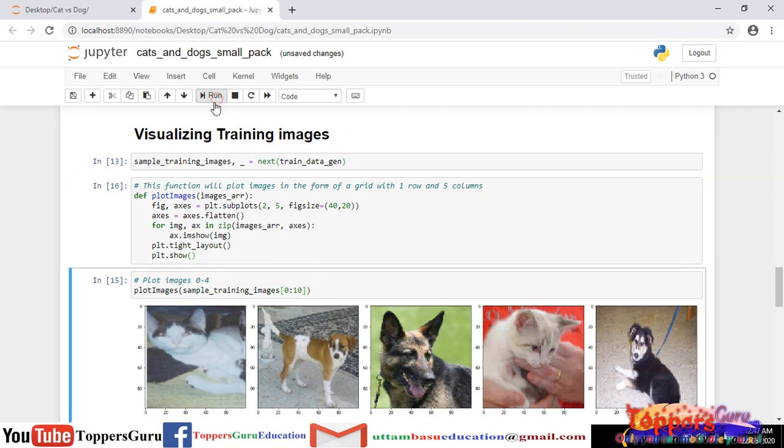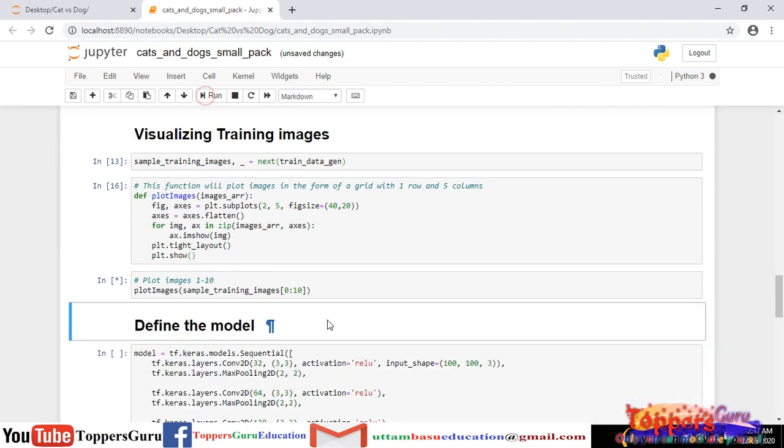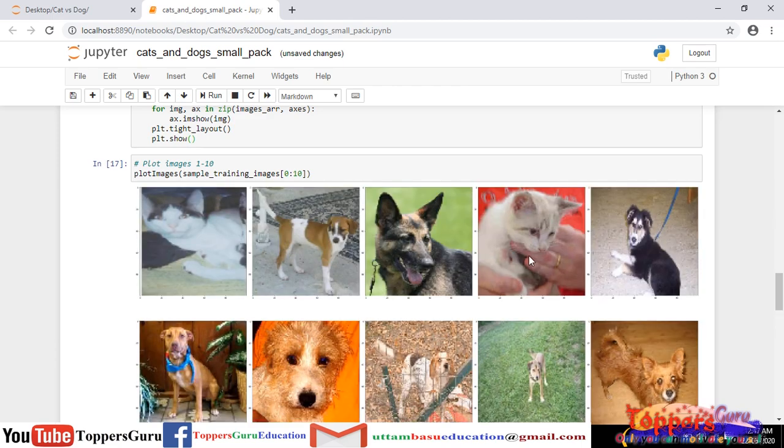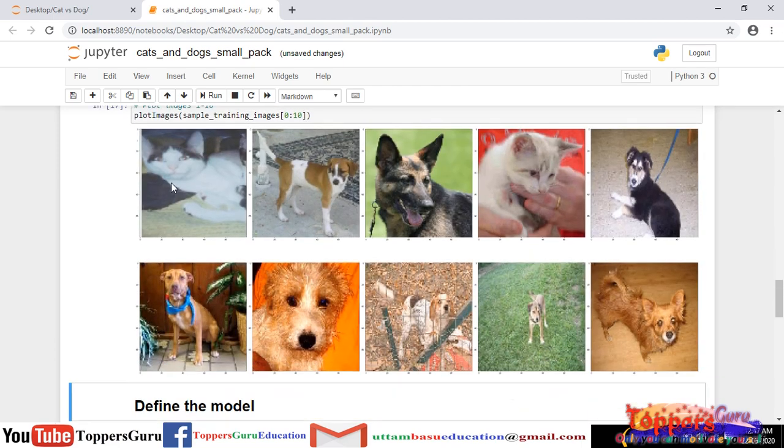Okay, now run this cell. So here my images will be 1 to 10. Okay, run. Total 10 images will show. It's taking some time. See, total 10 images, cats, dogs. At first we had 5 images, and now another 5 images added.